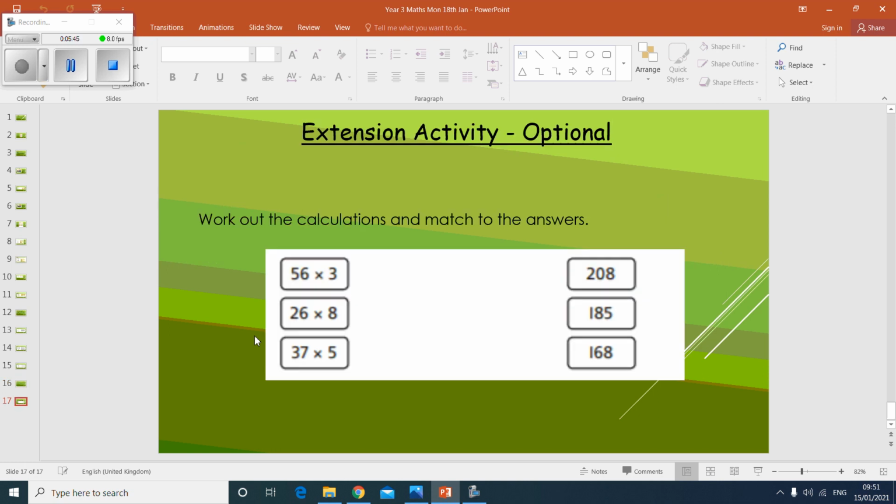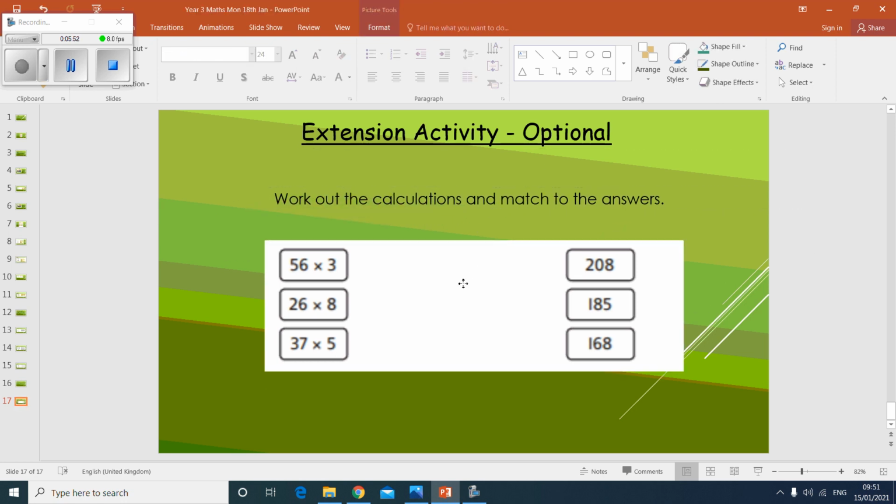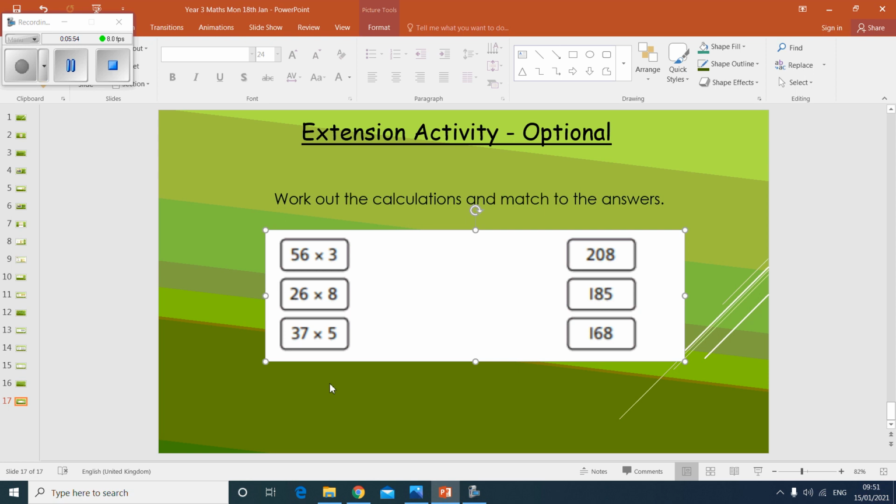If you'd like to have a go at an extension activity, it is optional. Here we are. Pause the video and have a go. Work out the calculations on the left and match them to the answers on the right.